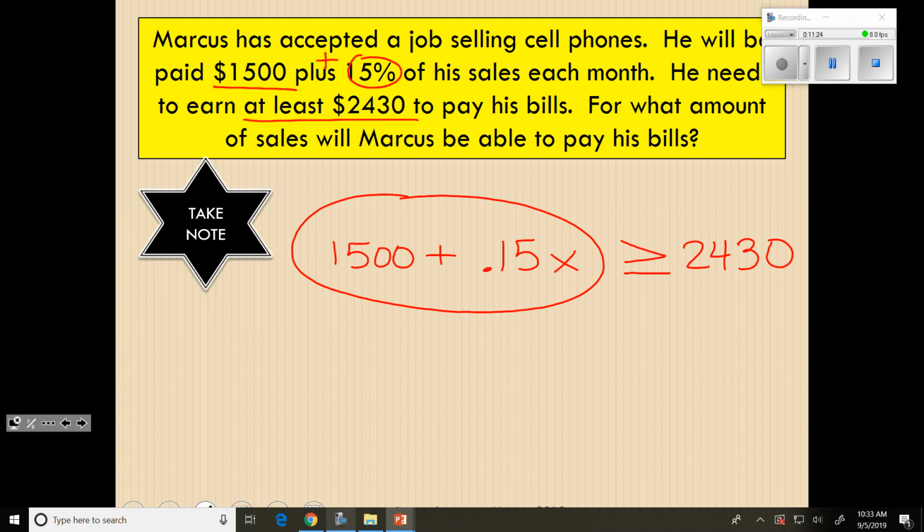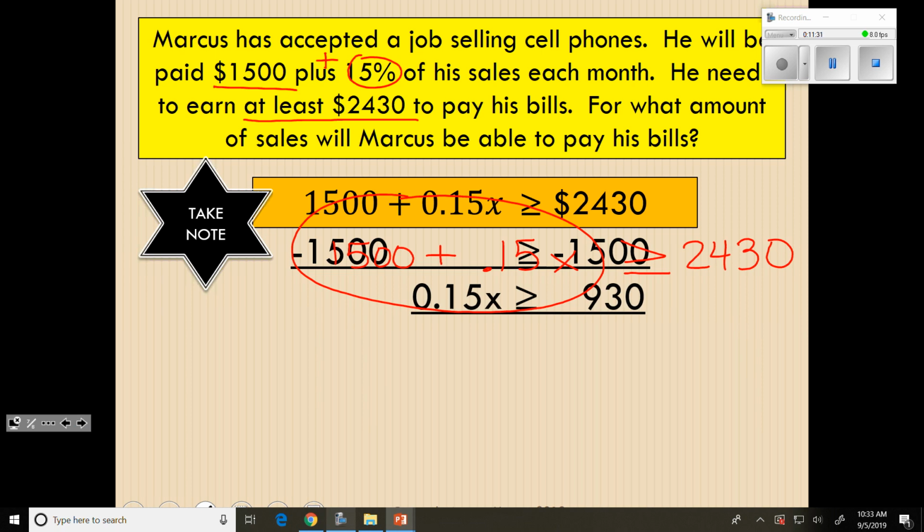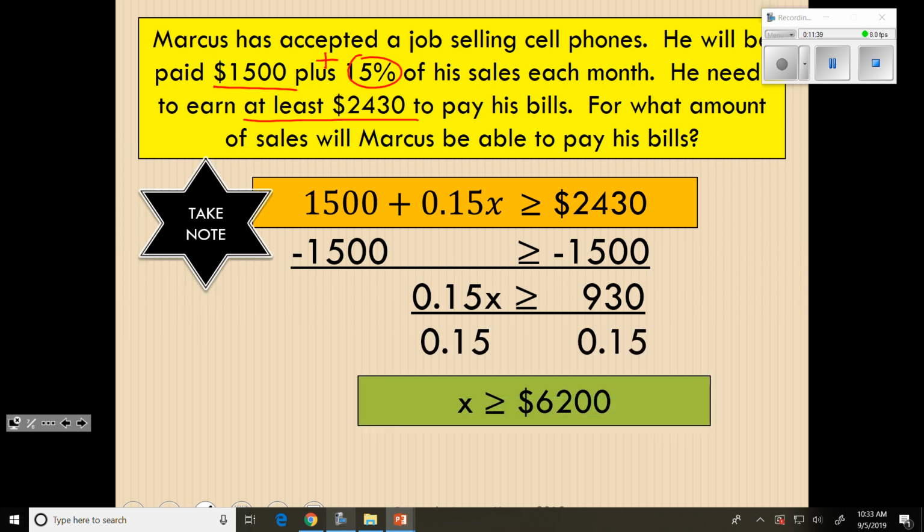Okay, now we have a two-step inequality. I'm just going to flip through here. Subtract 1,500 on both sides. That gives you 0.15x is greater than or equal to 930. Divide both sides by 0.15, and we see that he needs to make at least, he needs to sell at least $6,200 worth of cell phones.